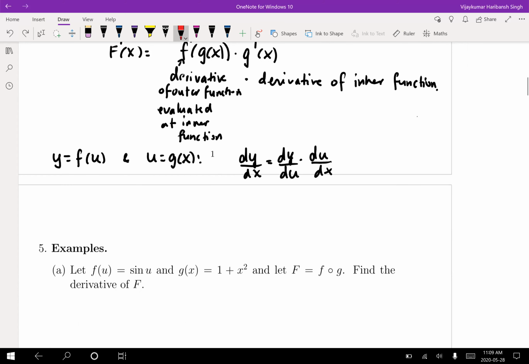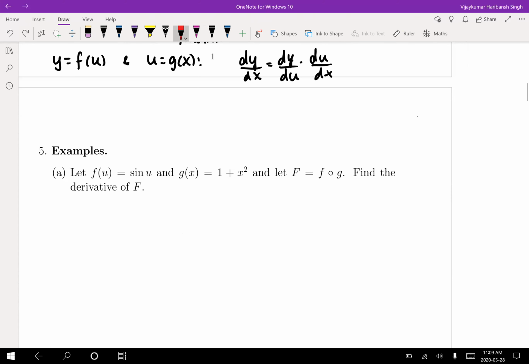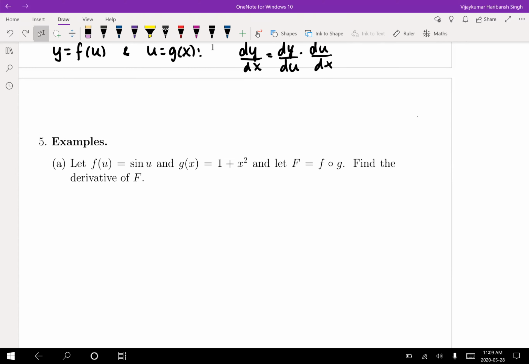So now let's do this problem. f of u is sine u, g of x equals 1 plus x squared. Let F be f of g. Find the derivative of F. So in this case, we have F prime of x is f prime of g of x times g prime of x. This is the chain rule, right?